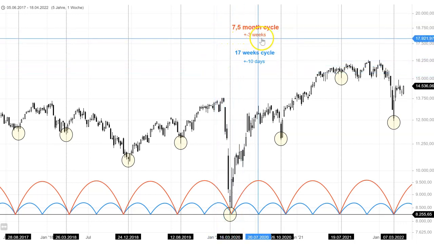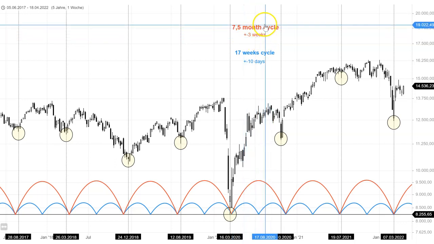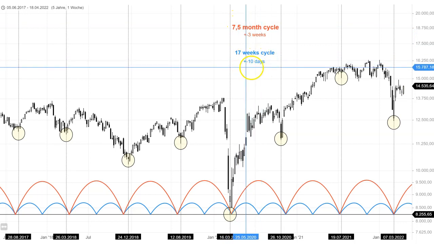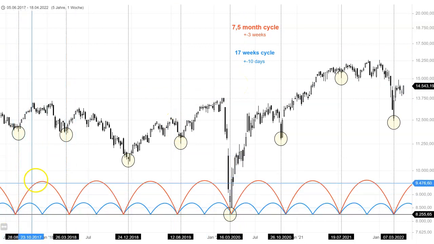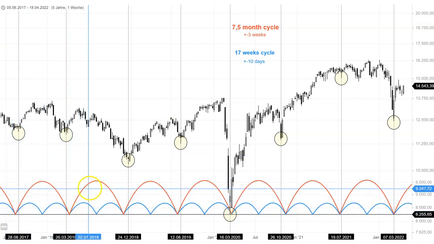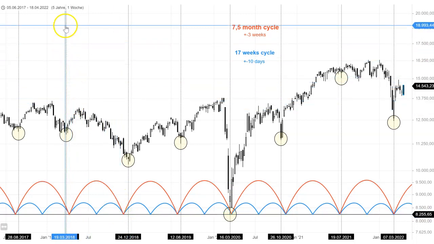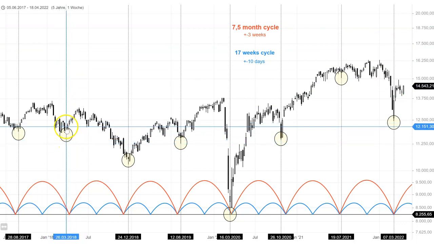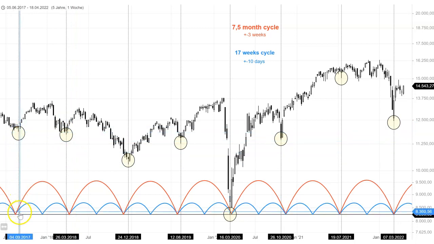That's why you have to consider a certain tolerance of plus or minus 3 weeks for the 7.5 month and about plus minus 10 days for the 17 weeks cycle. So let's have a look at that red cycle, because that worked quite well over the last 5 years. When you pay attention to that dotted line and these yellow circles, they always give you the bottom of DAX. And as you can see, we were just here like 2 weeks off, another 2 weeks early here.